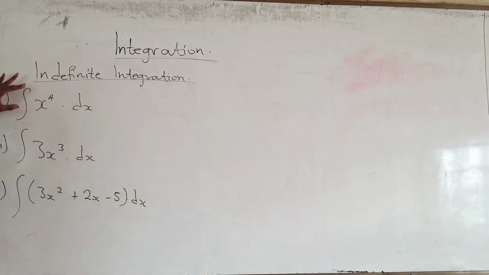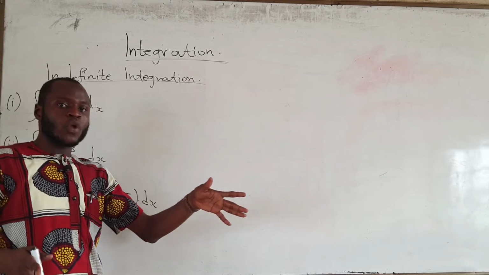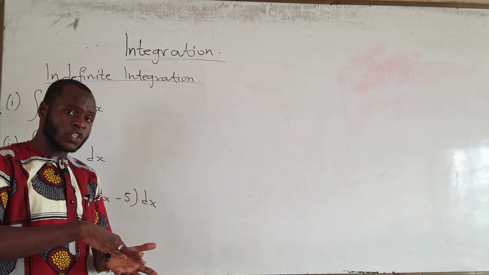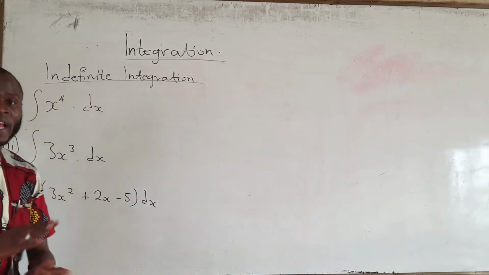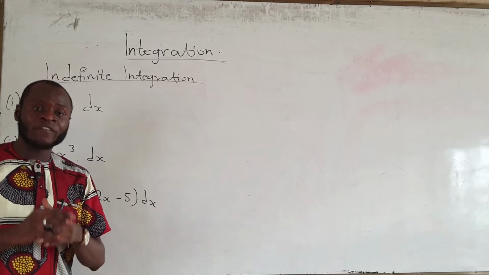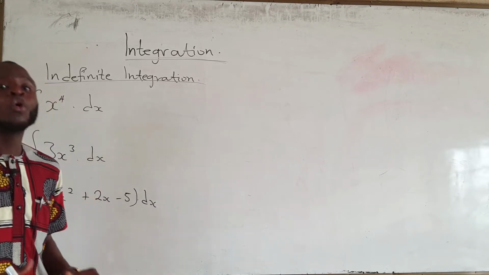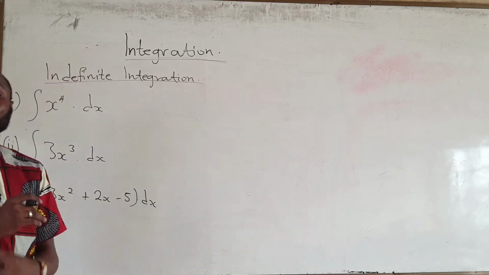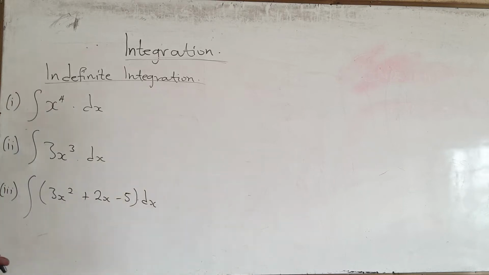Now we are going to look at indefinite integration. Remember I told you that we have two types of integration: the definite integration and the indefinite integration. The indefinite integration is the one where we don't know the limit of the expression. The expression that we are going to integrate doesn't have any limit on it. So after integration, what we add to it is a constant c, which shows that we don't know the limit of that particular expression that we just dealt with.